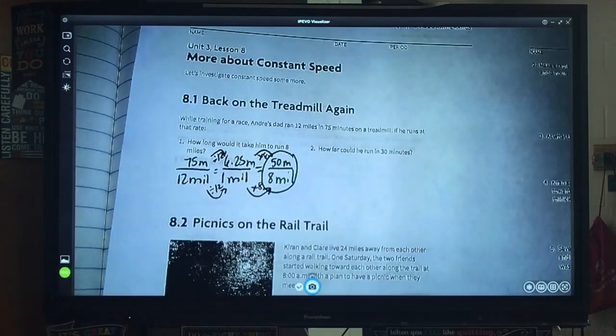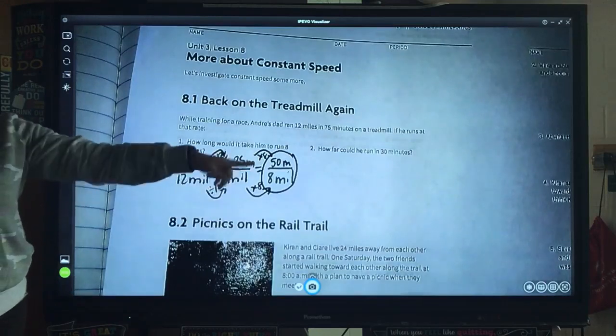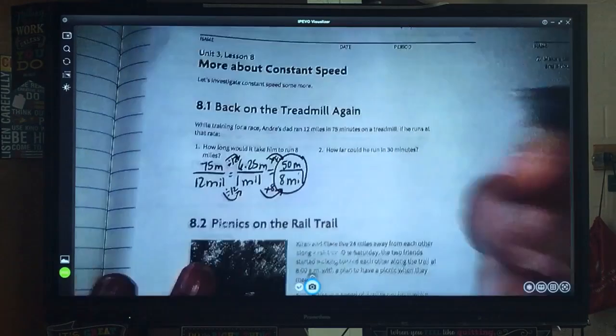All right, so now it says how far can he run in 30 minutes. So how is this one different from the first one? Cooper. We're talking about minutes instead of miles. Okay, so how does that make it different, setup wise? Essentially, this one we found per mile first, right? So the next one we actually have to find per what? Per minute.